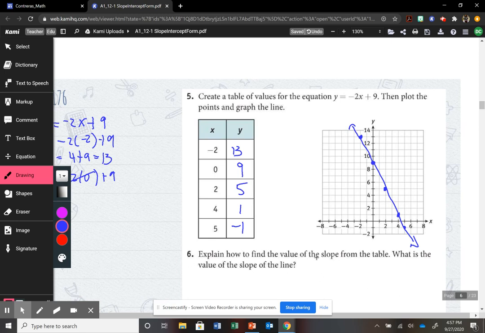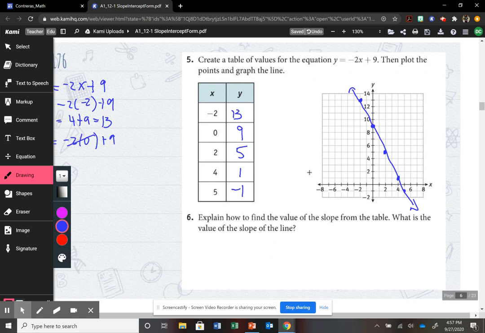Explain how to find the value of the slope from a table. So how do we find the slope from a table if we want to find the slope? Okay, so we would pick 2 points on the table. So let's say I pick these two. Actually, no, I'm going to pick these two. You can pick any two.